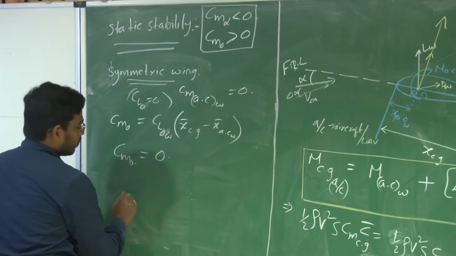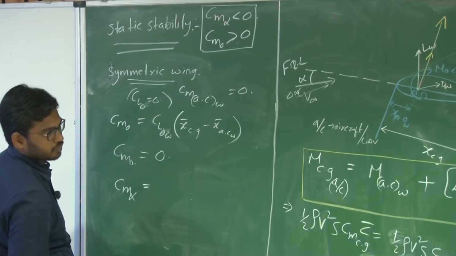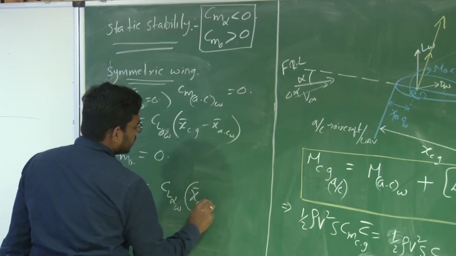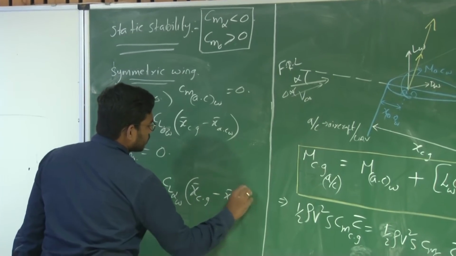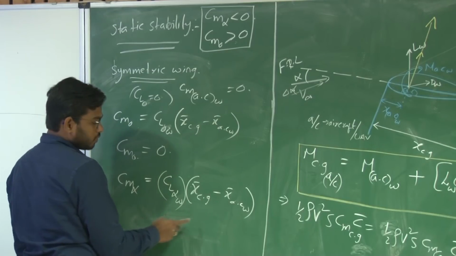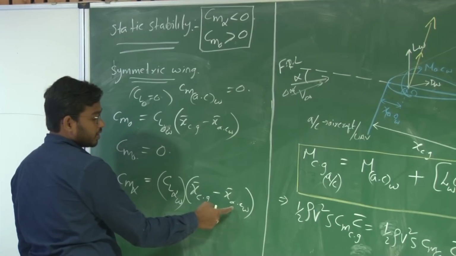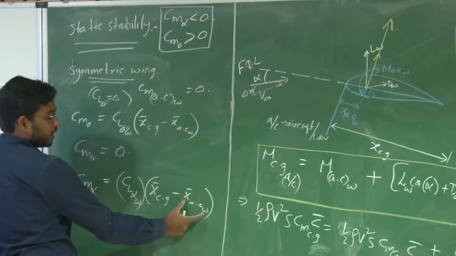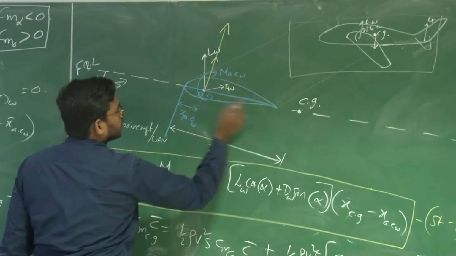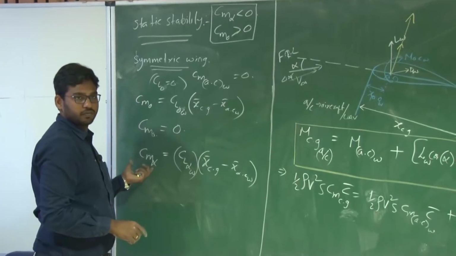So Cm naught is 0. What is Cm alpha? It is CL alpha of the wing into x bar CG minus x bar AC of the wing. So this quantity is not 0, because the lift curve slope is positive. So this particular quantity has to be negative. That means the aerodynamic center should be greater than the CG. That means the CG has to be ahead of the aerodynamic center. Then you will have Cm alpha negative.